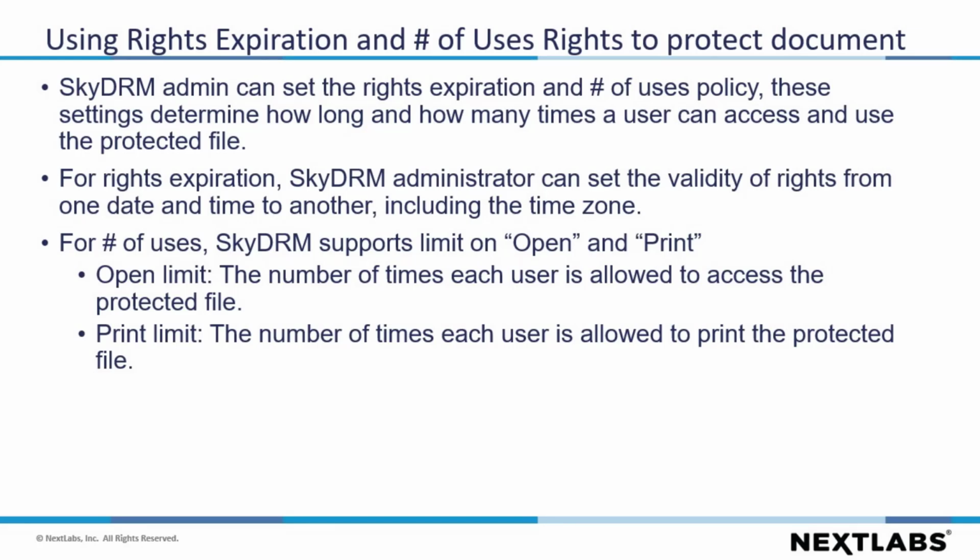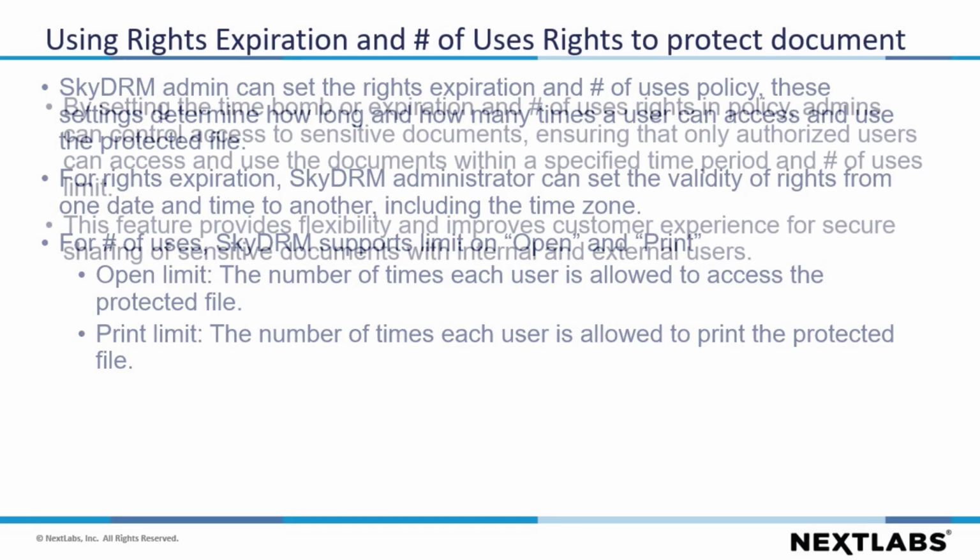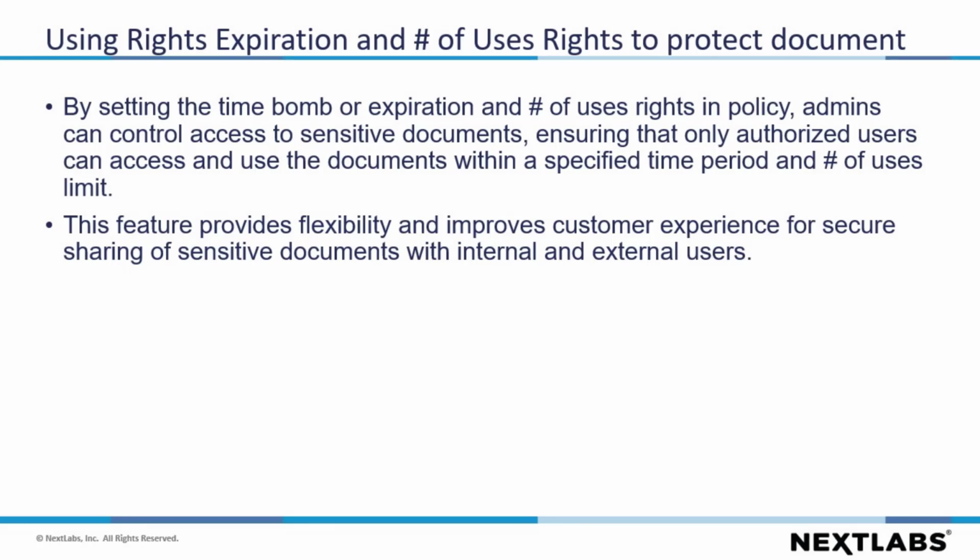Open limit refers to the number of times each user is allowed to access the protected file. Print limit refers to the number of times each user is allowed to print the protected file. By setting time bomb or expiration and number of uses limit in the policy, admins can control access to sensitive documents, ensuring that only authorized users can access and use them within a specified period and number of uses limit. This feature provides flexibility and improves customer experience for secure sharing of sensitive documents with internal and external users.